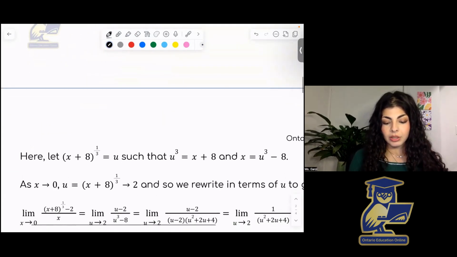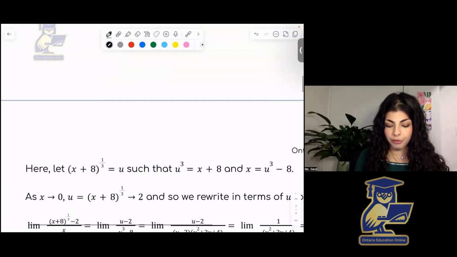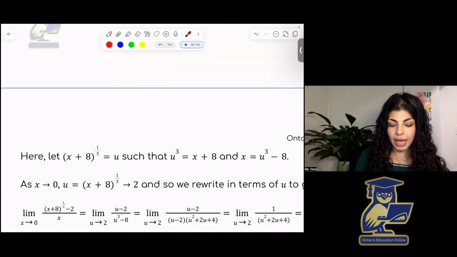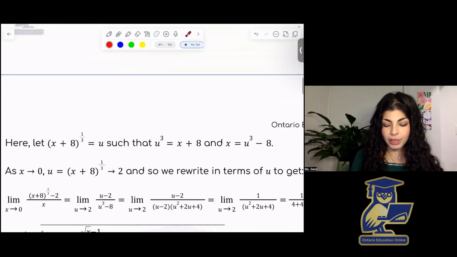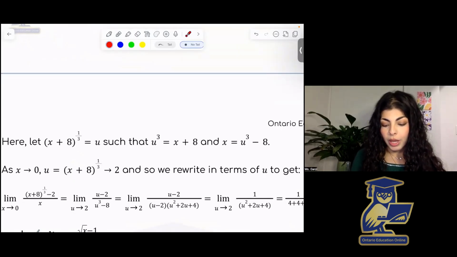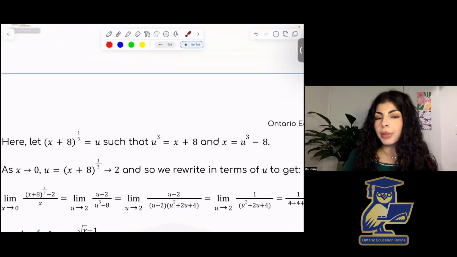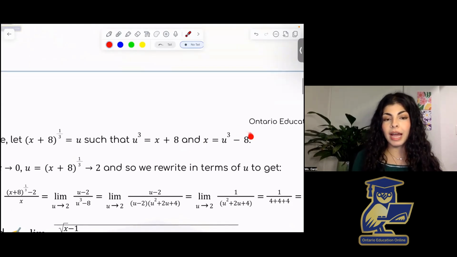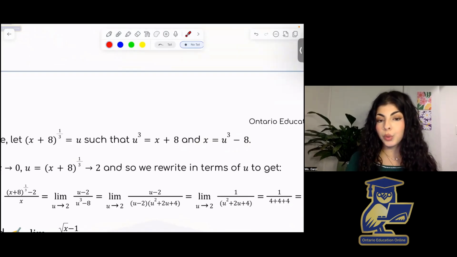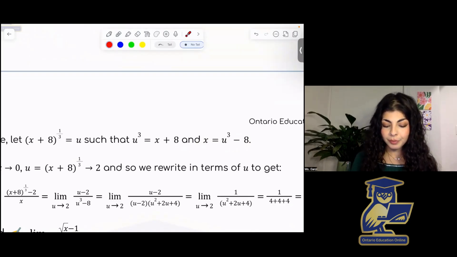So again, start with defining your variable u, and here we're going to let u be equal to the cube root of x plus 8. And now, when we take that cube, we have x plus 8. But that's not the x that I was looking for. So we have now x is equal to u cubed minus 8. This is just rearranging it, but it is going to make a difference for us when we look at the limit.